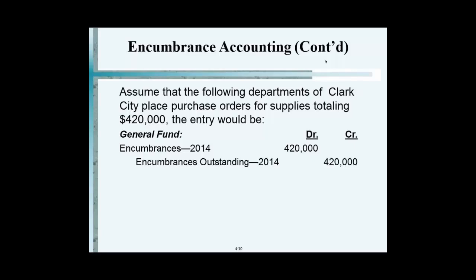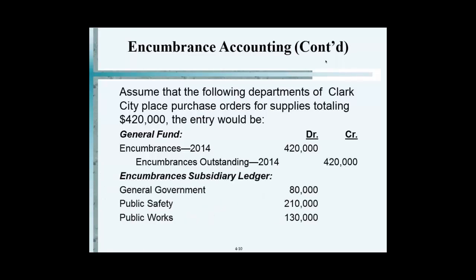That means, could you have a different year? Yes, as we'll see. You know what that subsidiary ledger says, basically? 420 is represented by these functions. 80,000 for general government, public safety, and this. So they've just divided that into those three categories. That's what they ordered the supplies for.